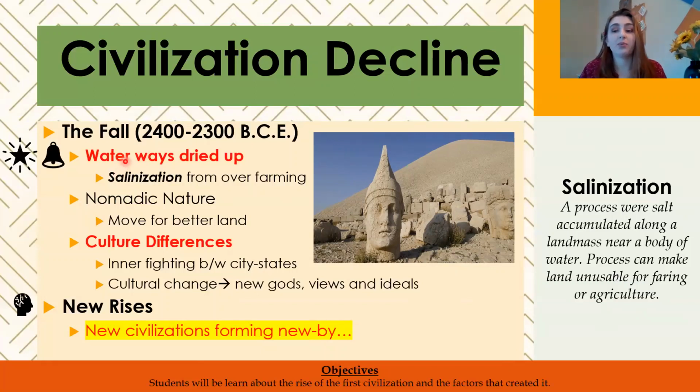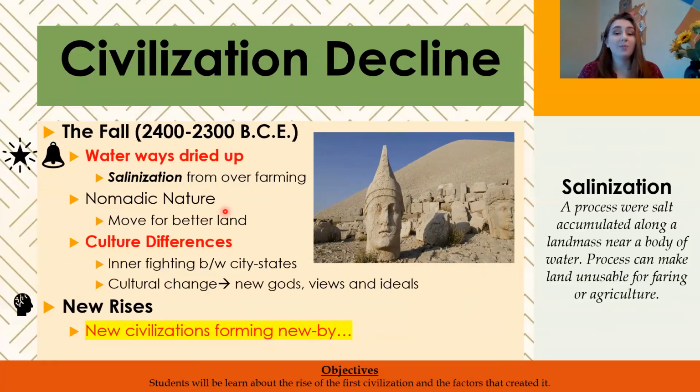It meant the process where salt accumulated along land masses near water. Remember that even though we have rivers that are freshwater rivers, they are connected to seas, and that seawater would flow in. And so when they built out these irrigation channels and pulled out the fresh water, the salt would accumulate and congregate together, drying up that waterway. And so the waterway would dry up.